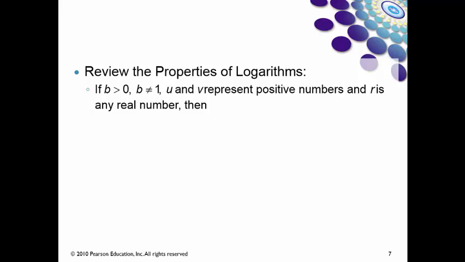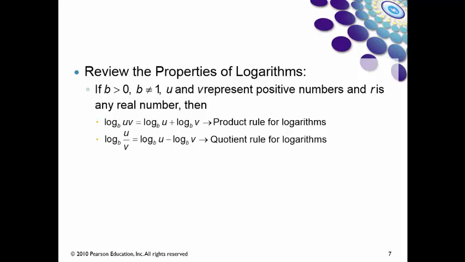Remember, b is bigger than 0 and different from 1. u and v represent positive numbers and r is any real number. If those are satisfied, then the base b log of u times v is the base b log of u plus the base b log of v. This is the product rule for logarithms.